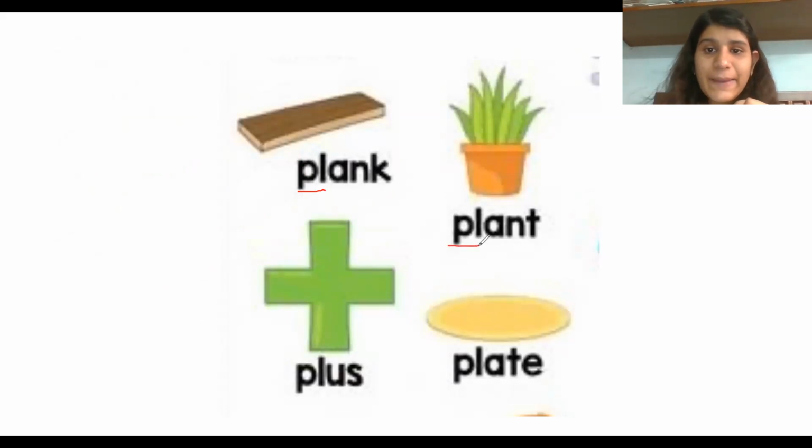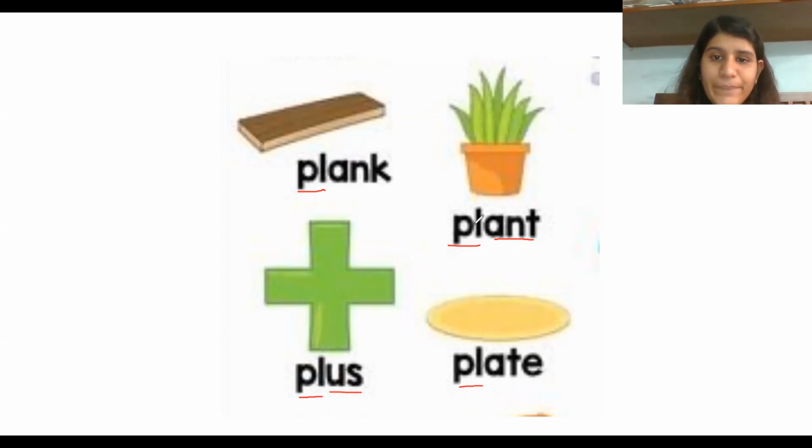Great. So this is PL makes pl, ant, plant. Repeat. Pl, ant, plant. In this, the sound is PL makes the sound pl, and this is us. Pl, us, plus. This is pl, ate, plate. Pl, ate, plate. Repeat after me.